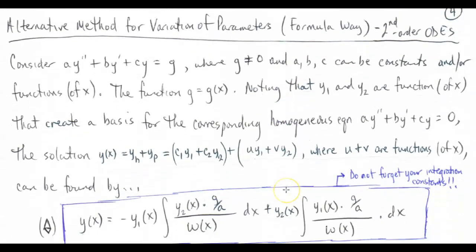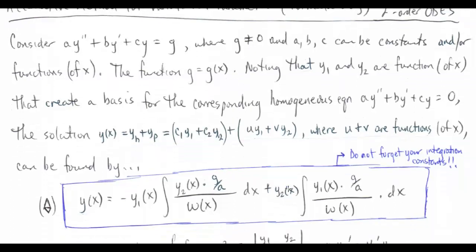Now, an alternative method will be to use a formula. For second order ODEs, this is what this formula looks like, okay? And again, we can actually arrive at this just by simply doing the traditional way and doing the substitution method. We will naturally get to this, okay?